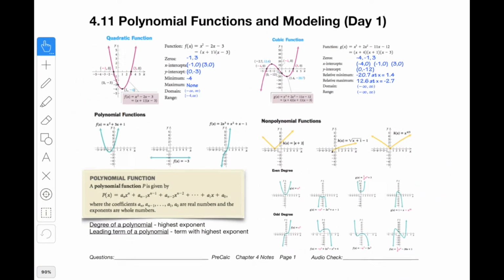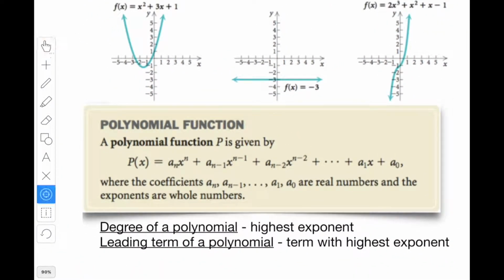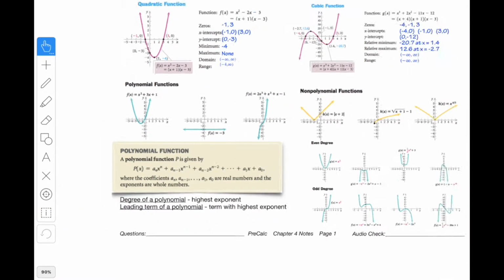All polynomials look like this. They're just lots of terms added to each other. And then you have n, n-1, n-2. These are all integers. And then the coefficients, the a of n, then the a of n-1, all the way down to a0, they're all real numbers, and the exponents are all whole numbers. Great, so that's what a polynomial function is in general.